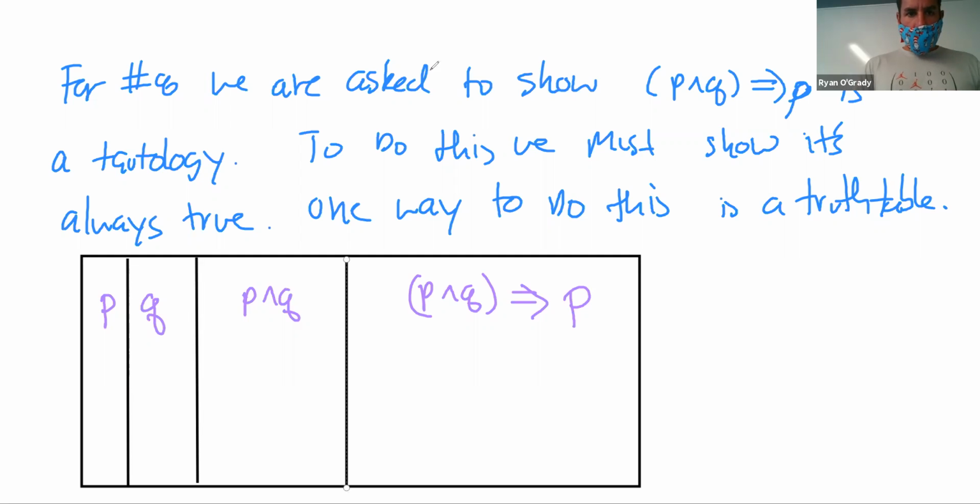Okay, so let's do that. We'll use different colors here because why not? So what are our 4 scenarios? We have 2 propositions, P and Q, which means we have 4 scenarios. Count them. 1, 2, 3, 4. So we have true, true, true, false, false, true, and then false, false. So the only time "and" is true is when both are true. The rest is false.